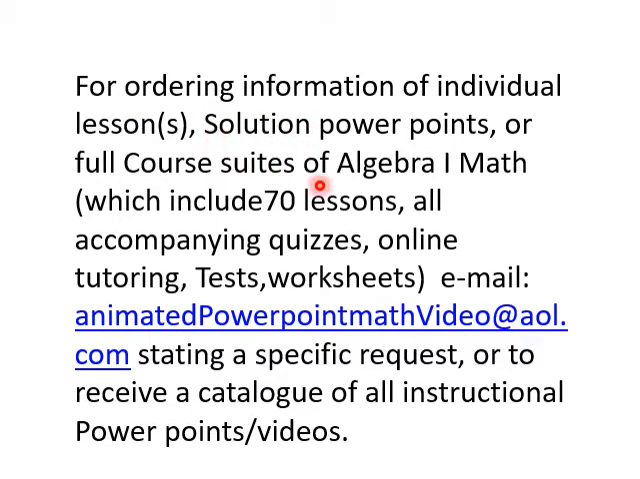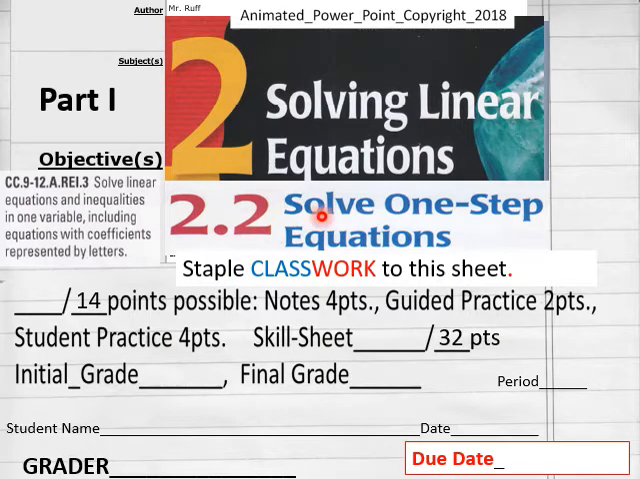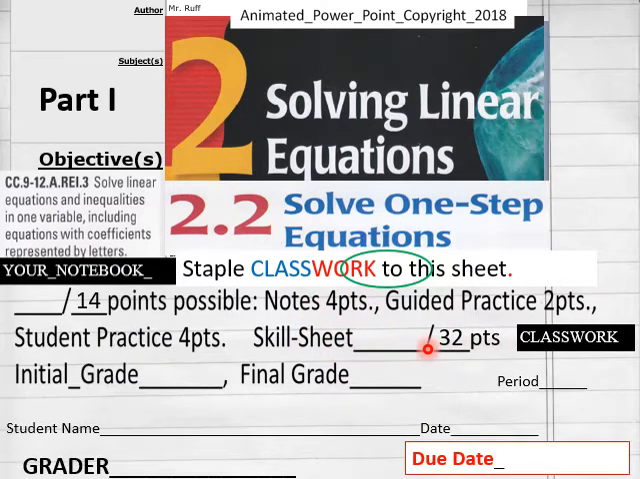Hello everybody, we're getting ready to do lesson 2.2 for Algebra 1. It'd be part 1. Other parts of the lesson and worksheets are available here at this email. 2.2, solving one-step equations. We've got a 32-point skill sheet and a 14-point note-taking guide here. Here's the objective, and it is part 1.